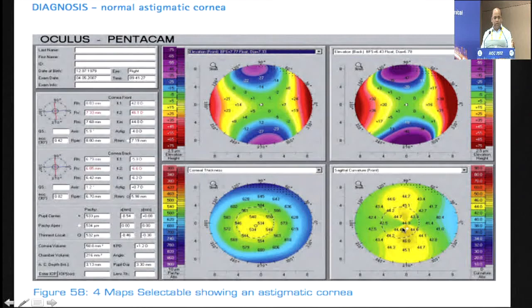So we get many patients with high astigmatism. They are referred by the ophthalmologist to know whether they have keratoconus or not because of high K reading or astigmatism. So if you get this kind of map, there is no superior-inferior symmetry, then that is a normal cornea.